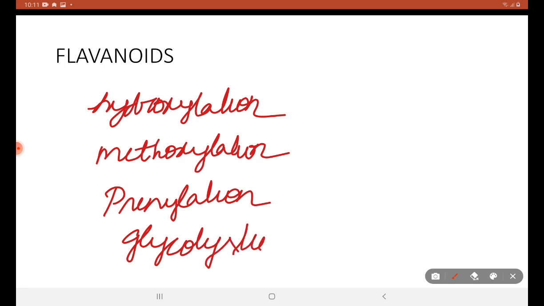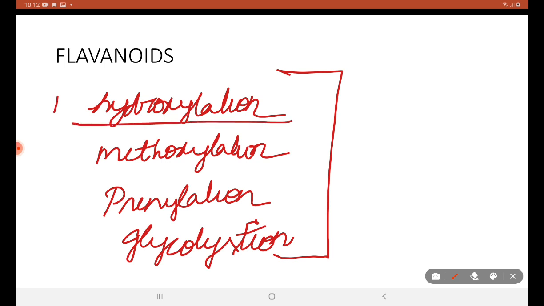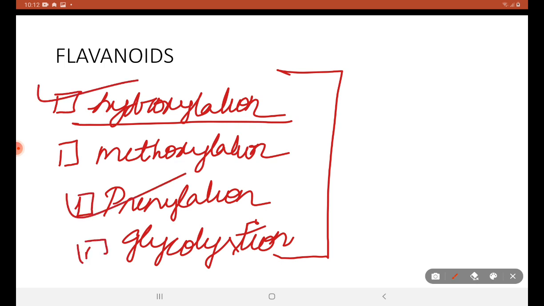By all these processes, they form variations like flavanone, flavanol, isoflavanone and anthocyanin. They can undergo only these chemical reactions: hydroxylation, prenylation, glycosylation and methoxylation.